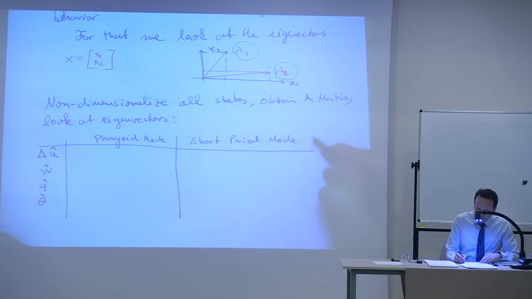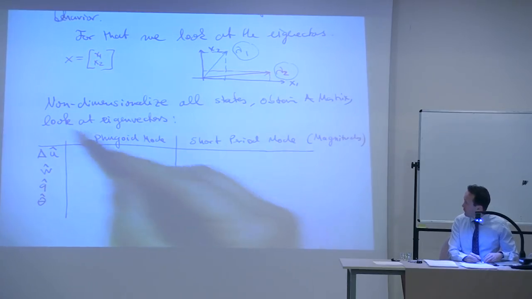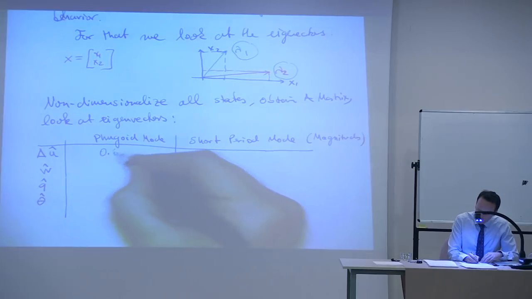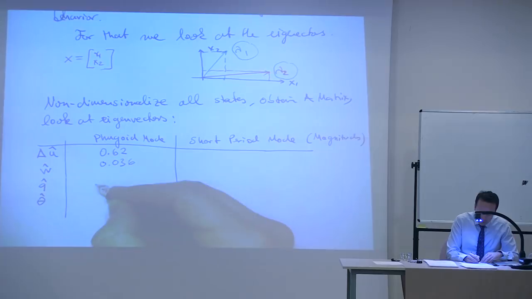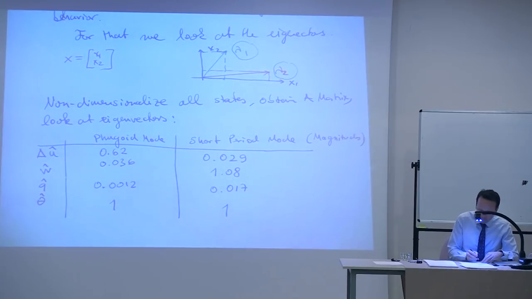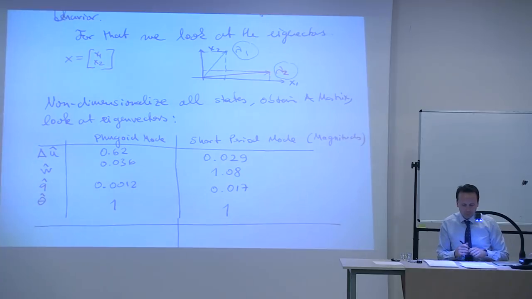Okay? And we are going to just write now the magnitudes for all of them. So if you would write that vector for this lambda 1 or lambda 2, whatever, for the phugoid mode, you would find this: 0.62, 0.06306, 0.0012, and this is 1. And here you would find 0.029, 1.08, 0.017, and you have a 1. Okay? Don't worry about the numbers too much, because now they are non-dimensional. They don't really mean much. What we really want to do is we want to compare them now.